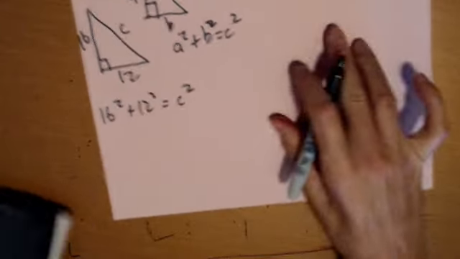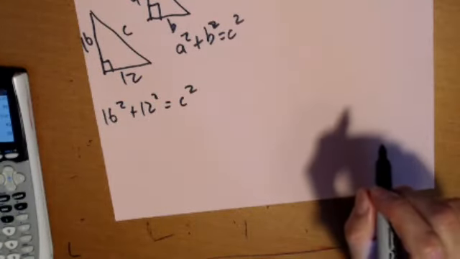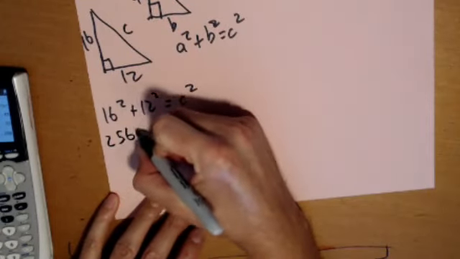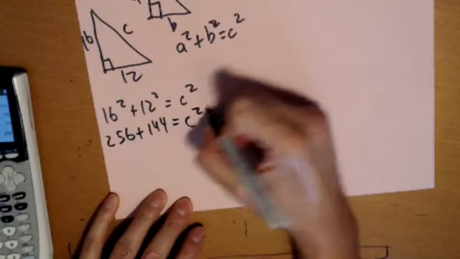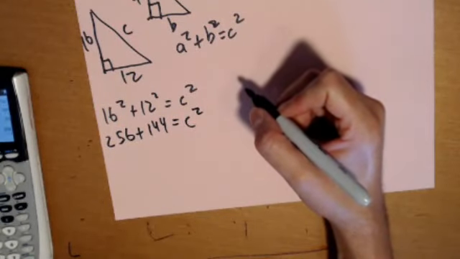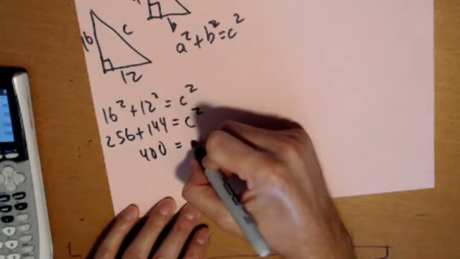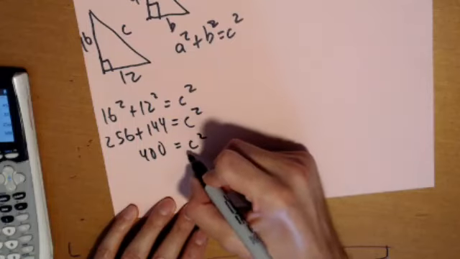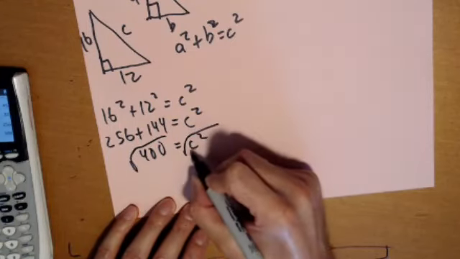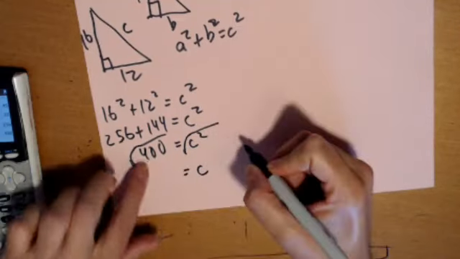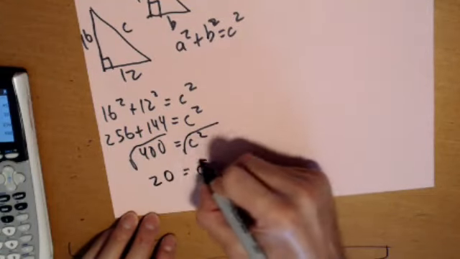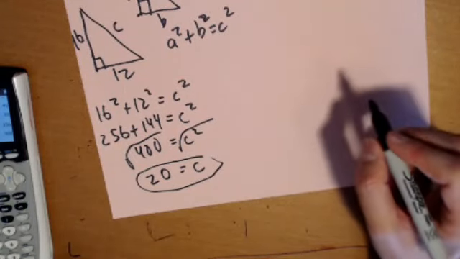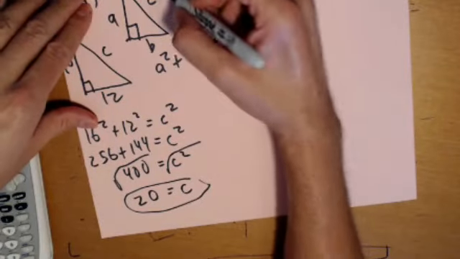16 squared, I think it's 256. 256 plus 144 is equal to c squared. So add 144, 400 is equal to c squared. We're trying to figure out c, not c squared, so we have to take the square root of both sides. The square root of c squared is just c, and the square root of 400 is, ask your calculator, 20. Ta-da! So that's when they want the hypotenuse.